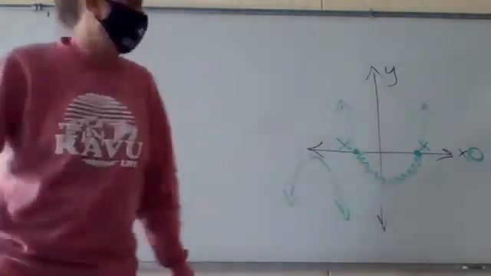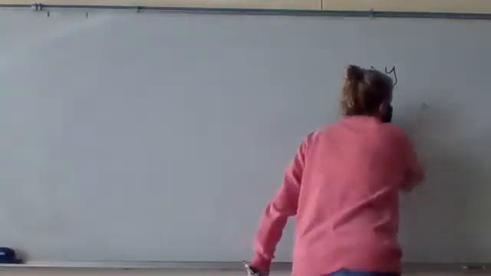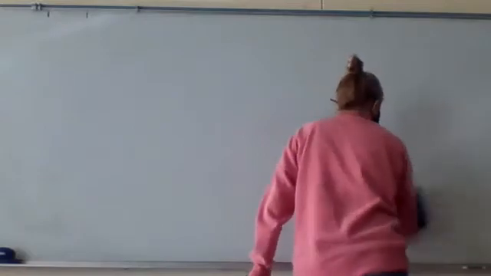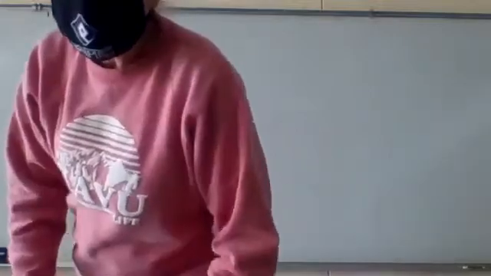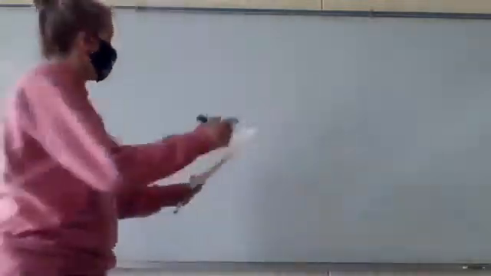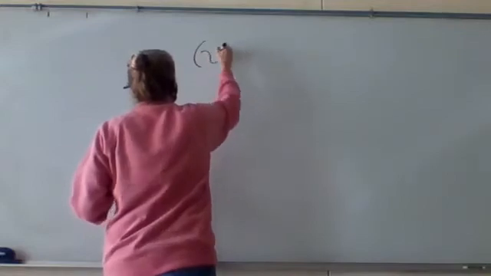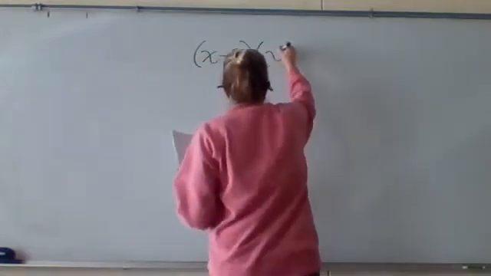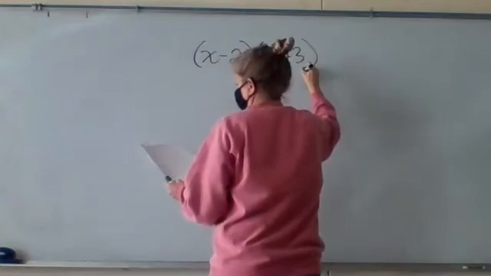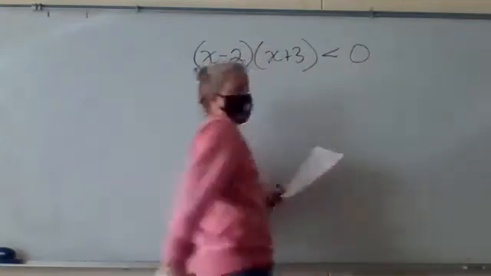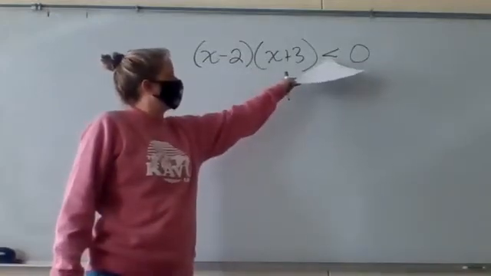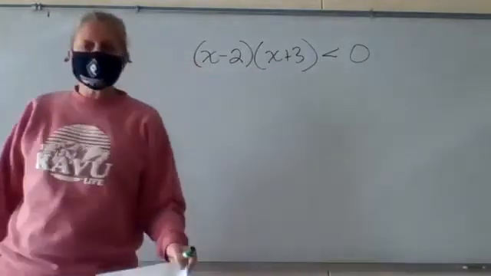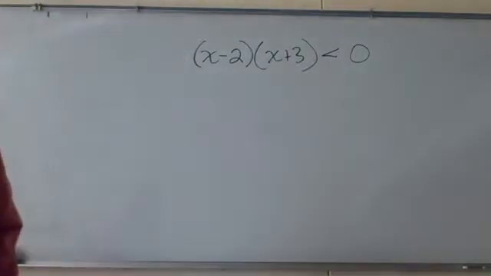So let's look at number 1. x minus 2 times x plus 3. Where is that less than 0? So again, that means if I graphed it, where is it less than or below 0? And 0 is your x-axis. So where is it below the x-axis?